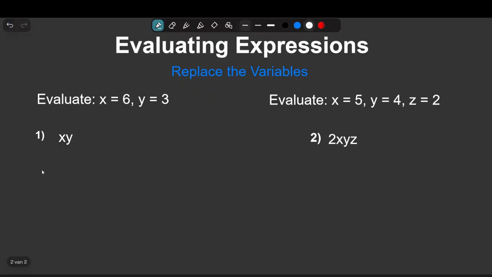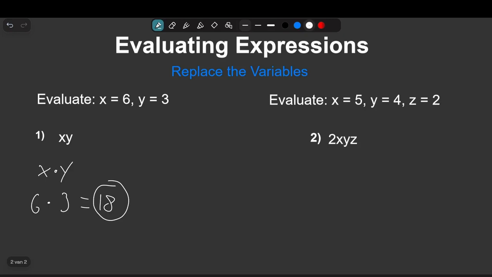So the first thing we are going to get is x times y. But we are given the values of the x and the y, so we can plug this in. So the x is 6 times the y, which is 3. So now we just do 6 times 3, and this will equal 18. So our final answer will be 18 for the first example.